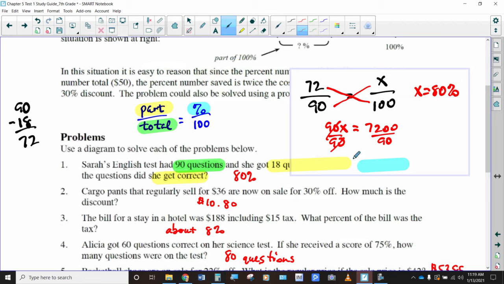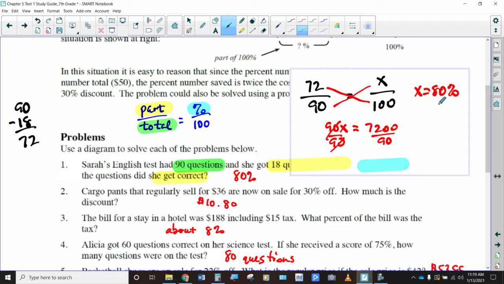So since our answer is supposed to be a percent, we will label that as 80%. Now with all of these word problems, remember, you've got to label them. In the money problems, you would label it as dollars. In the questions problem, you would say, okay, that was 72 questions, or 90 questions, or 18 questions. All of these are word problems which require you to do your math, but also declare your answer with a certain word label to tell us what it is that number refers to.